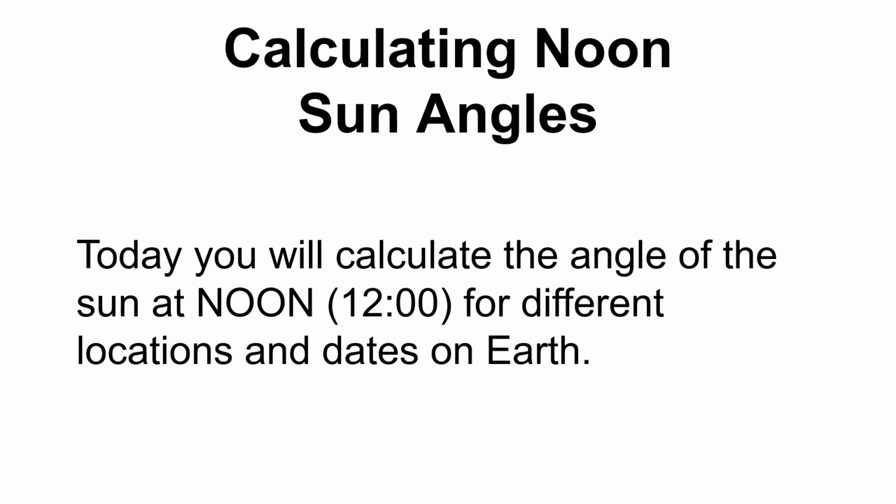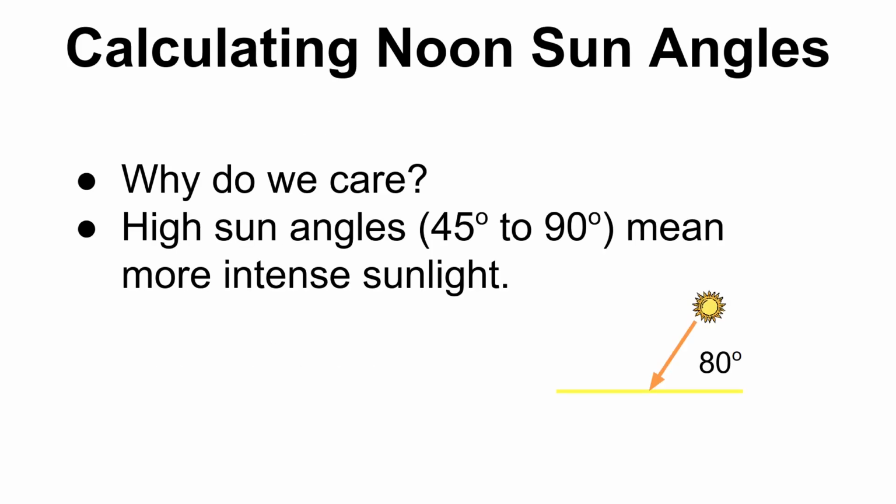So this next part involves a lot of math. This is calculating noon sun angles. So today you're going to calculate the angle of the sun at noon for different locations and dates on Earth. Why do we care? High sun angles mean more intense sunlight. More energy is received at the surface if the sun is hitting the surface at a more vertical angle.